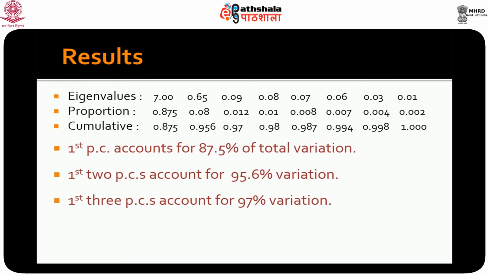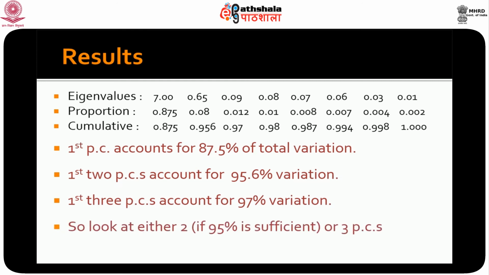So what has this done? It has reduced 8 variables into only 2 or 3 principal components, which cater to the maximum variability that was there originally in the data. And the remaining principal components we can discard, because they account for very little of the remaining variability.